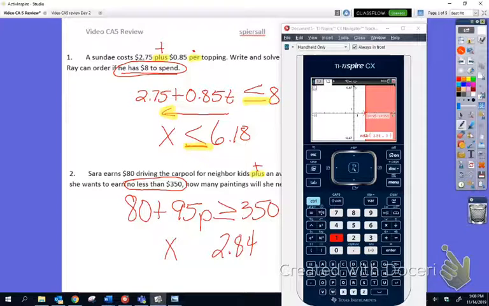Now some of you get confused. Remember, if it's shaded that way, then you're going to use this symbol right here. So you're going to use greater than or equal to. Now, it's greater than or equal to if it has a line underneath it, like this one does. I've got to put a line underneath it. Okay, so that's greater than or equal to 2.84.